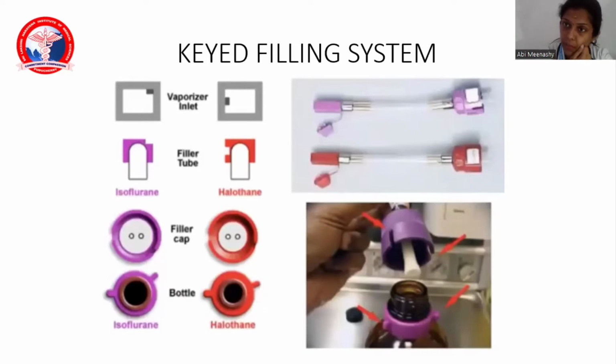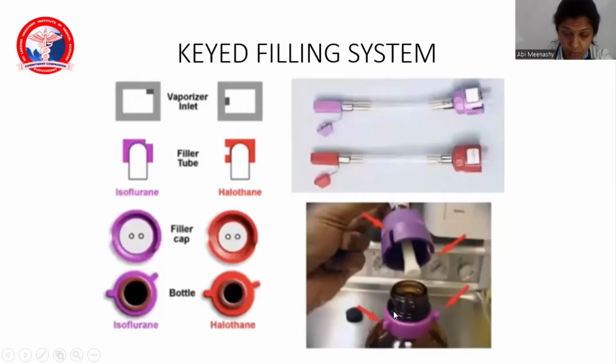The filler comes separately. The bottle comes separately. So if you lose your filler, you will not be able to fill the vaporizer with your agent. This bottle has some projections that will fit the gap of the fillers. So you cannot keep an isoflurane filler into a sevoflurane bottle, and you cannot keep a halothane filler into a sevoflurane bottle, because all these will be different and it won't get fixed.